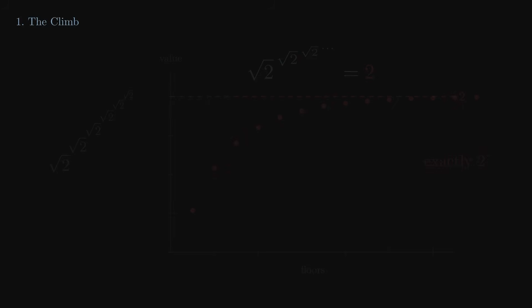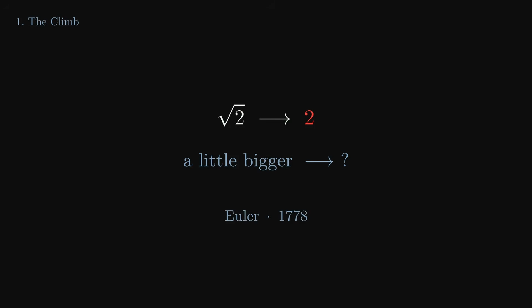That is strange enough on its own, but the real question is the one hiding behind it. This trick worked for the square root of 2. The moment you try it with a slightly bigger number, everything changes, and there is a single sharp value where the whole idea breaks. Leonhard Euler found exactly where.